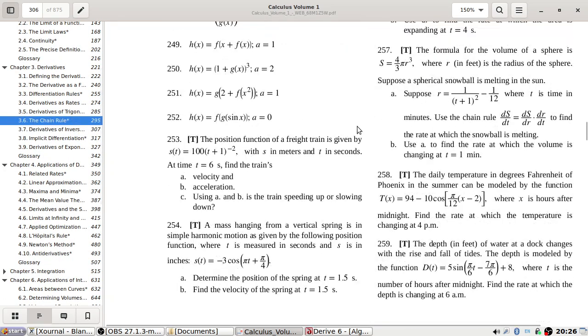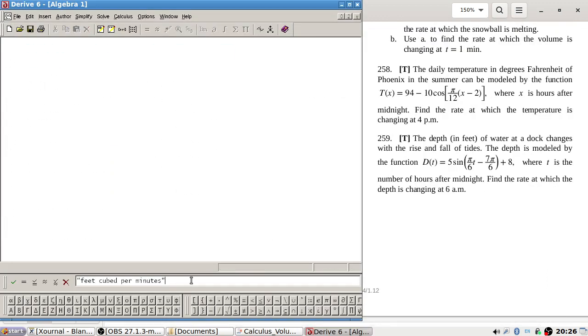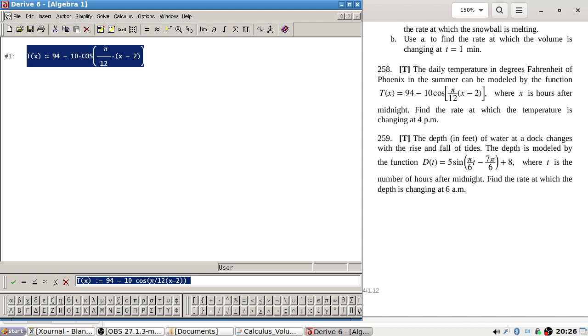Next one. T(x) is 94 minus 10 cos(pi over 12 (x minus 2)). The daily temperature in Fahrenheit of Phoenix in the summer is given by that, where x is hours after midnight. Find the rate at which the temperature is changing at 4 p.m. That's 1600, isn't it? So we'll have to differentiate.